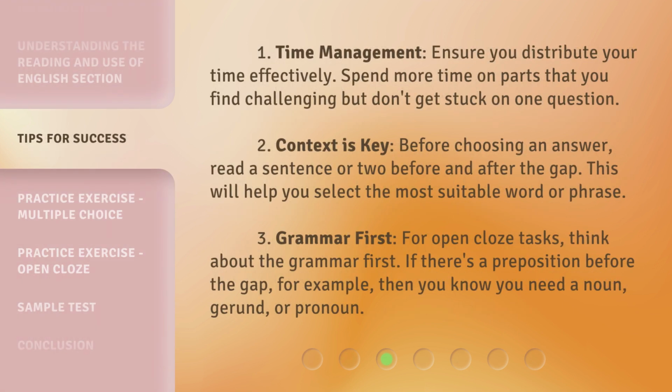1. Time management. Ensure you distribute your time effectively. Spend more time on parts that you find challenging, but don't get stuck on one question. 2. Context is key. Before choosing an answer, read a sentence or two before and after the gap. This will help you select the most suitable word or phrase. 3. Grammar first. For open cloze tasks, think about the grammar first. If there's a preposition before the gap, for example, then you know you need a noun, gerund, or pronoun.